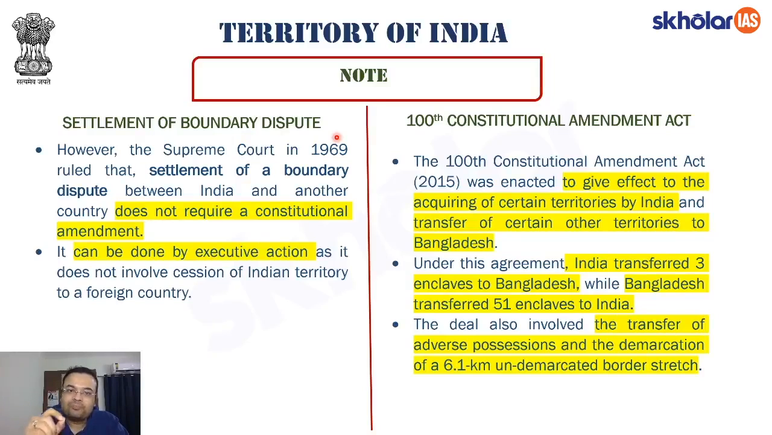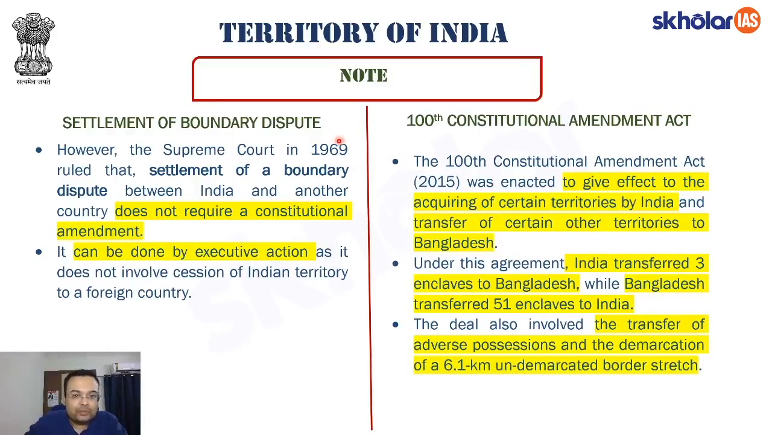Essentially, what will happen is that there could be a dispute settlement reached, but the nature of it cannot be seen in the same light as surrendering India's territory to some other country. I hope this distinction is clear in your mind because it is very important to keep in mind in order to understand what we are about to study.